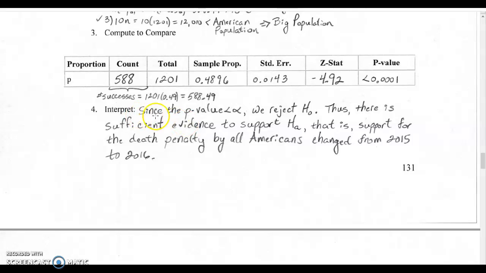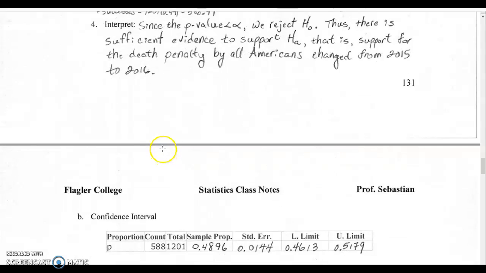Okay, so the interpretation again is since the p-value is less than alpha, we reject H0. Thus, there is sufficient evidence. There is enough evidence to support the alternative. That is, support for the death penalty by all Americans changed from 2015 to 2016.